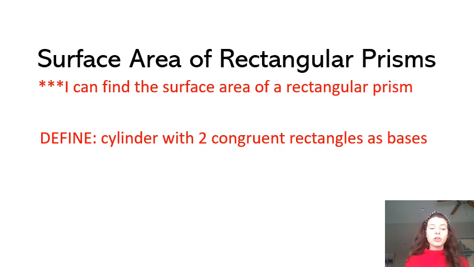So first of all, you see that I can statement. I can find the surface area of a rectangular prism. When we finish this, when you've done your homework, you should be able to say that. If you can't, let me know and I can help you out with that.